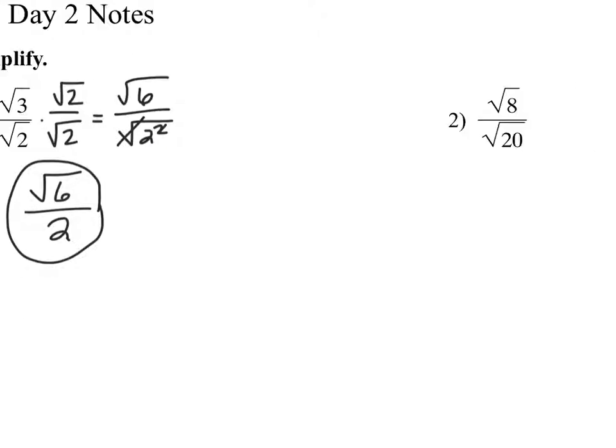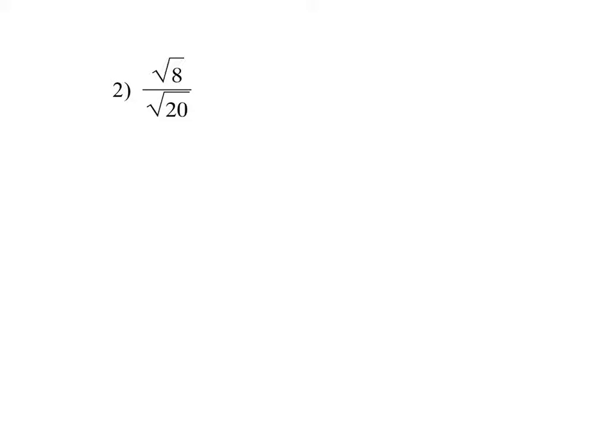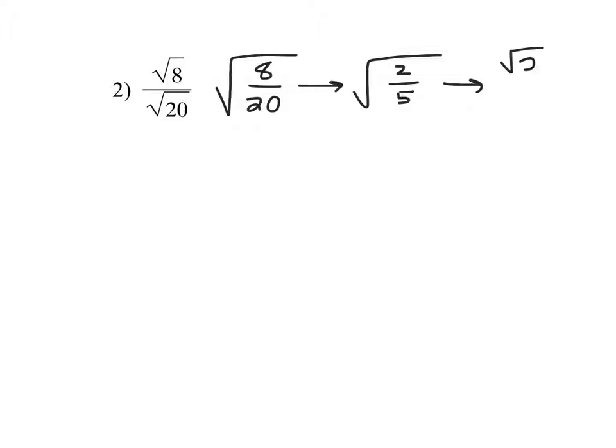All right, let's look at another example. Is there a number that goes into 8 and 20? There is. So what I'm going to do here is write this as all one root, 8 over 20, because now I can simplify that fraction. I need to know the biggest number that goes into 8 and 20. That's 4. If I divide these both by 4, 8 divided by 4 is 2, and 20 divided by 4 is 5. Once I reduce it, I'm going to separate them again, so this is now the square root of 2 over the square root of 5.